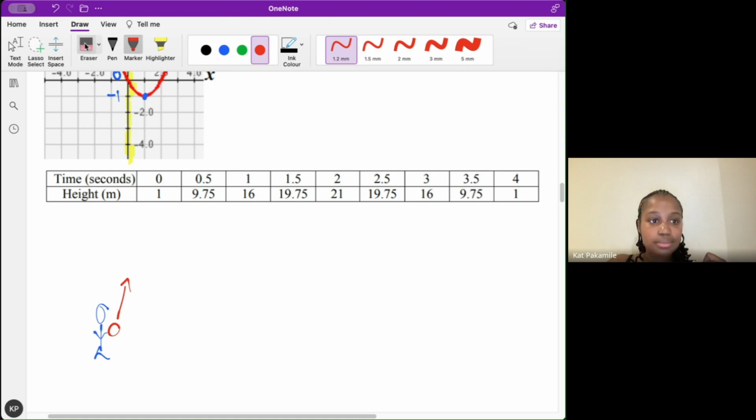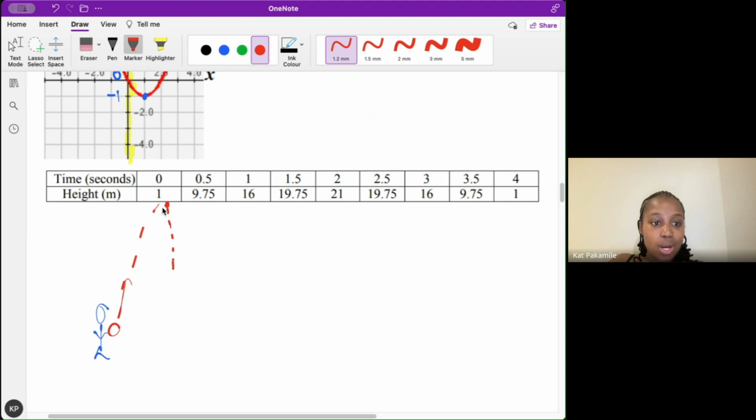Anyone? Don't try to overthink it. Just tell me what's going to happen once you throw that ball up. It has to come back down. Okay, so you're going to throw it and it's going to keep going, going, going. But eventually it's going to reach its maximum height and then it's going to start coming back down. Okay, depending on how hard you threw it.